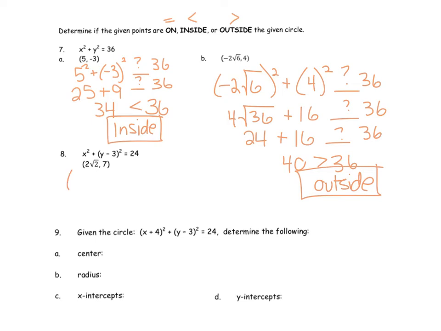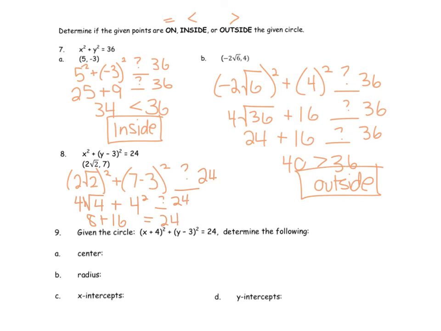And the last one, we have 2 root 2 squared plus 7, I'm plugging in x and y into the equation, minus 3 squared has what relationship with 24? 2 square roots of 2 squared. Square the outside number, you get 4 times the square root of 4, because you do root 2 times root 2, plus 4 squared is what compared to 24? 4 root 4 is 8, plus 16 equals 24. So this point, 2 root 2, is on the circle.